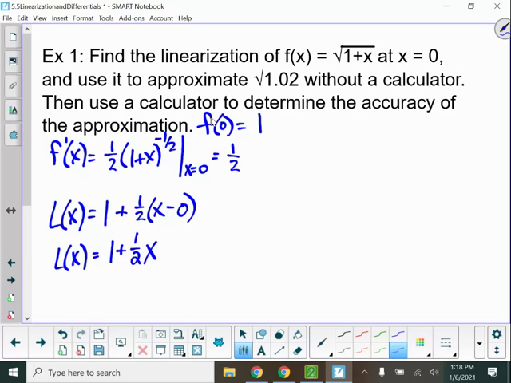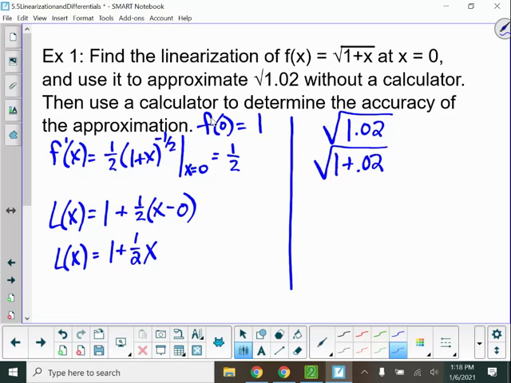So 1 plus 1/2 x is actually going to approximate anything that is very close to this center of 0. If we are using that to approximate the square root of 1.02, you really have to think about this as 1 plus 0.02, because notice the formula is 1 plus x. So our x value here that we would be plugging in is actually 0.02. You can't just plug in the 1.02. 1.02 is actually very far away from 0, so that most likely would not give us a good approximation. It makes more sense that 0.02 is what we're plugging in, because that's very close to 0.